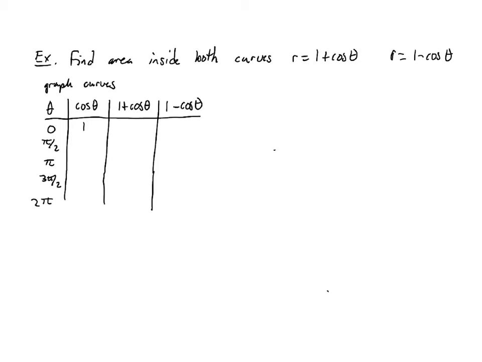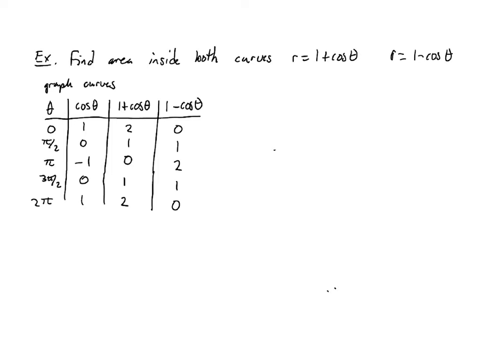Cosine values are 1, 0, minus 1, 0, and 1. When I add 1, we get 2, 1, 0, 1, 2. And when I subtract, 1 minus 1 is 0, 1 minus 0 is 1, 1 minus minus 1 is 2, 1, 0. There we go.